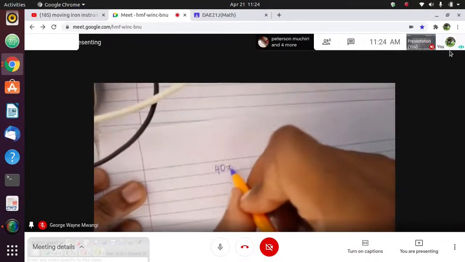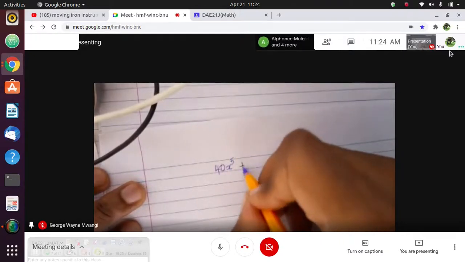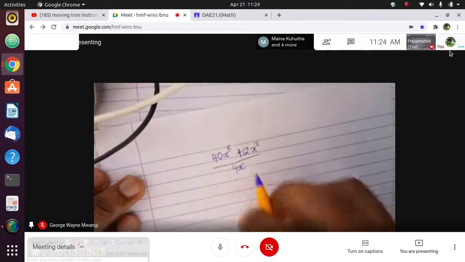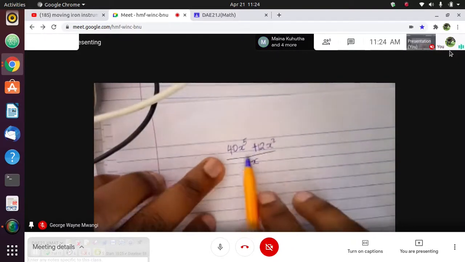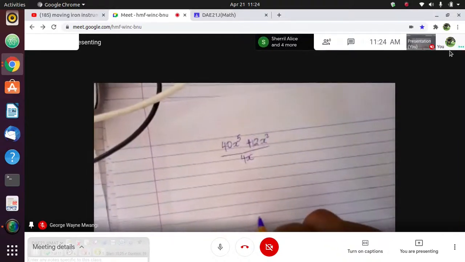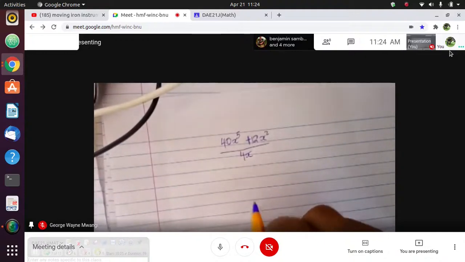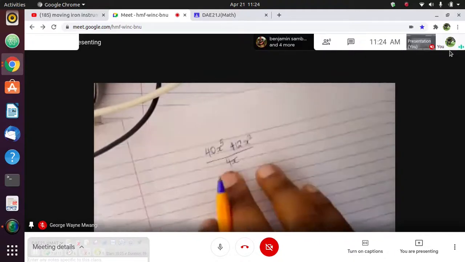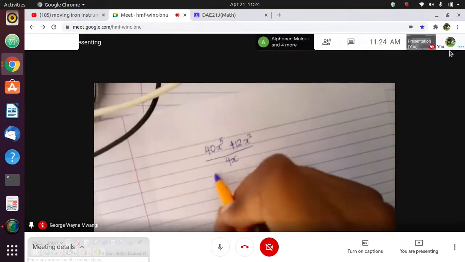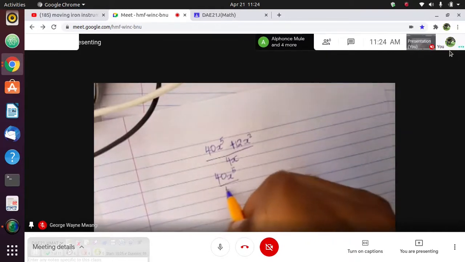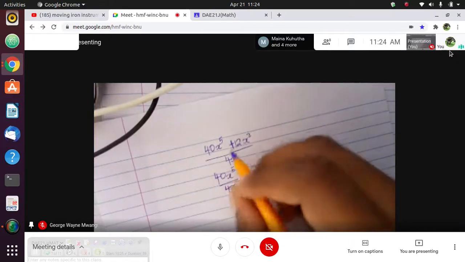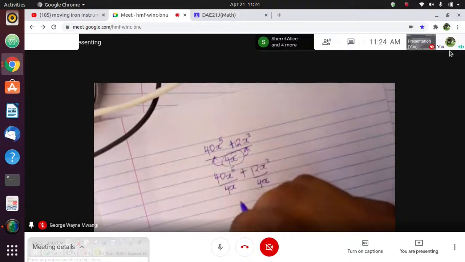40x raised to power 5 plus 12x squared divided by 4x. How will we go about this? Now, when you have two values that share a common denominator, we can write it as 40x raised to power 5 over 4x plus 12x squared over 4x. This denominator is dividing each of these values.